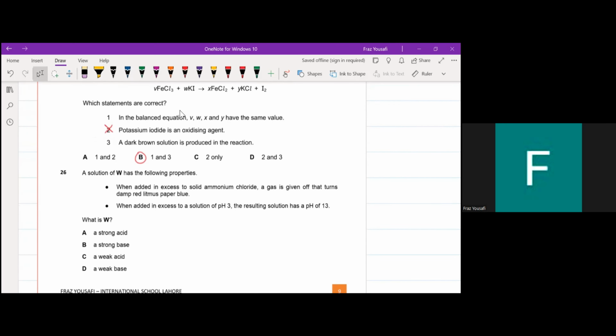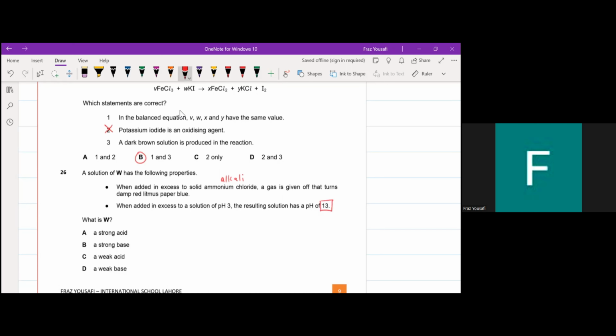26. A solution of W has the following properties. It says when added to excess solid ammonium chloride, a gas is given off. All right, remember that. When you add it to ammonium chloride and react it, it gives off a gas which turns litmus blue. Just so we're clear, this is a property of an alkali. Then it says that when added in excess to a solution of pH 3, meaning an acidic solution, you end up with a pH of 13.